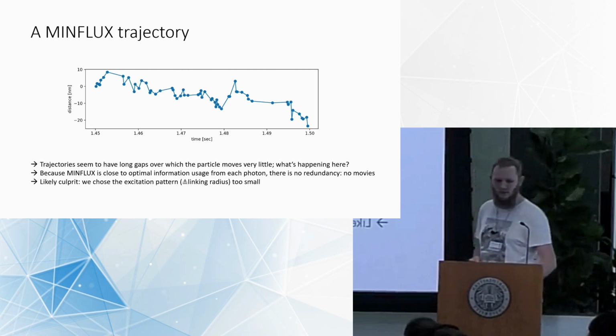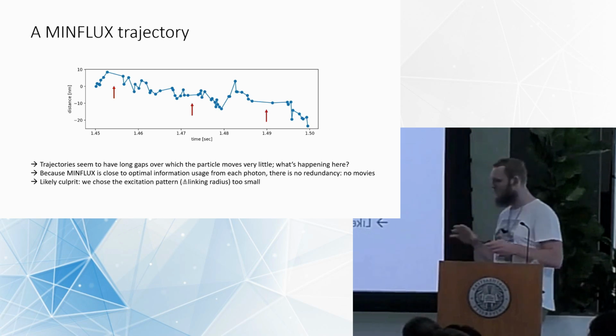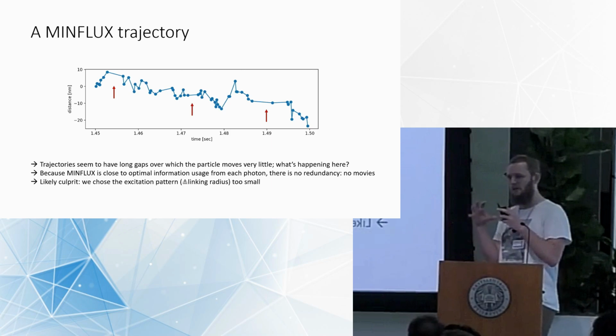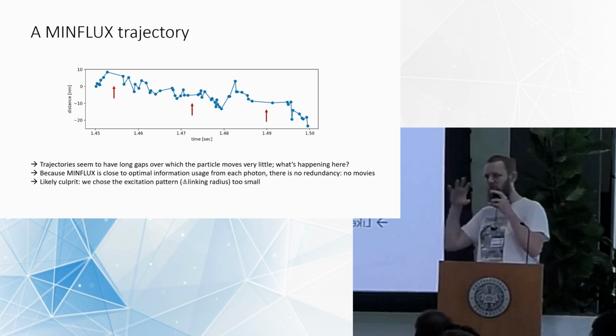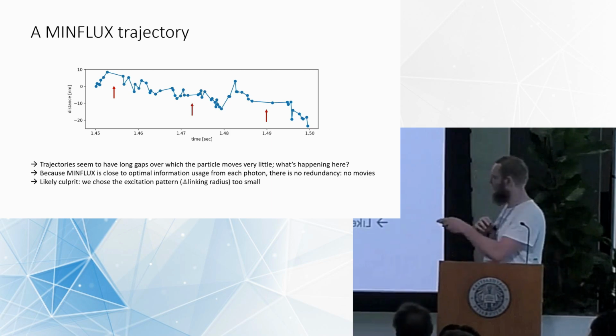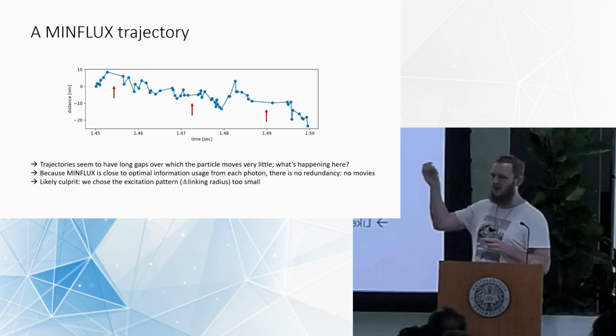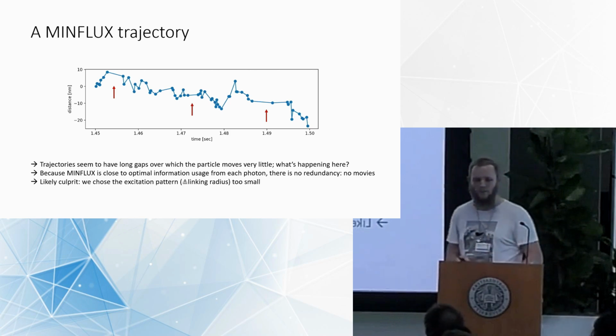Which means that sometimes the particle we're tracking jumps out of this linking radius, and then it comes back, we just connect the trajectory, but what that means is we're very heavily biasing against large steps of the fluorophore.